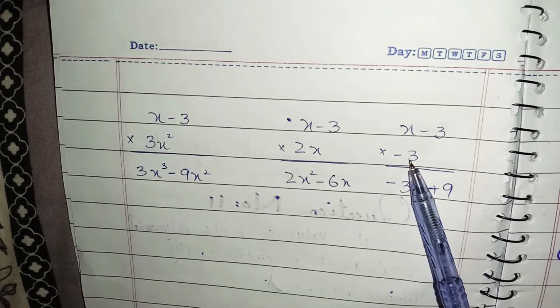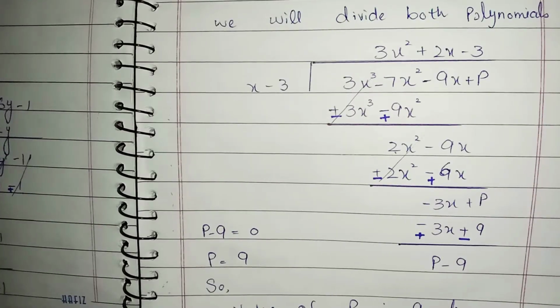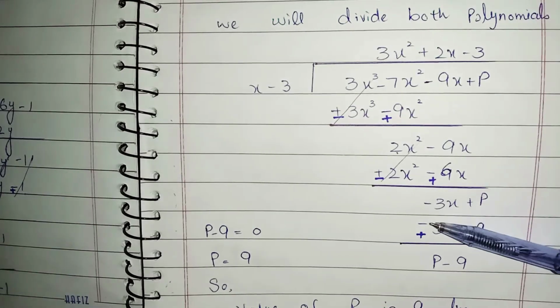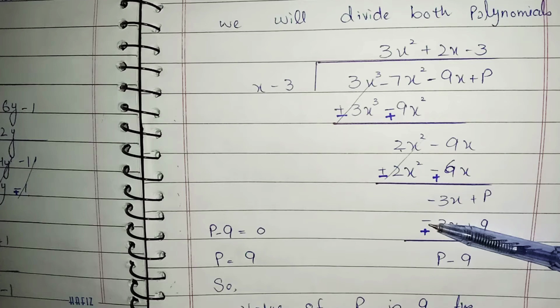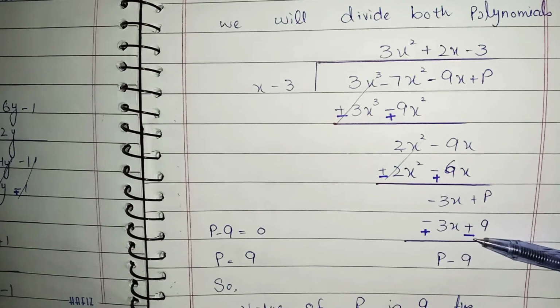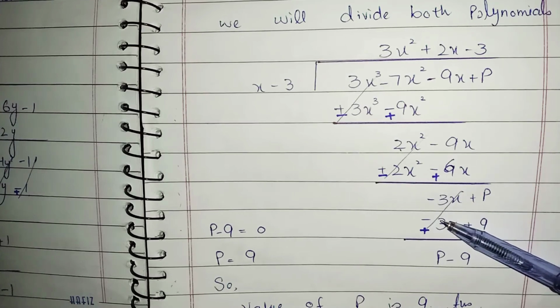This is our quotient term, and these terms will be written under the same variables. So here we will write minus 3, and here we will write minus 3x plus 9. Next step is to change the sign. Here we have minus, we will change into plus. Here we have plus, we will change into minus. These terms cancel out because these are same but having opposite sign.